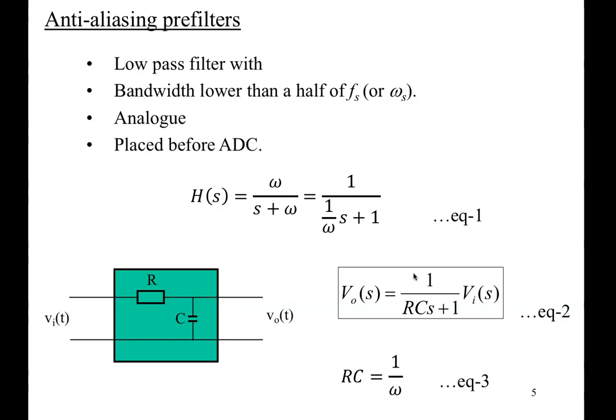Okay, it is typically constructed with an analog circuit and placed before the A to D converter, and this is a typical filter that people use in their implementation. It's basically a resistor and capacitor. The transfer function of that is 1 over RCs plus 1. And for the RC value, you choose it to be the inverse of the frequency, 1 over omega, where omega is half of your sampling frequency.